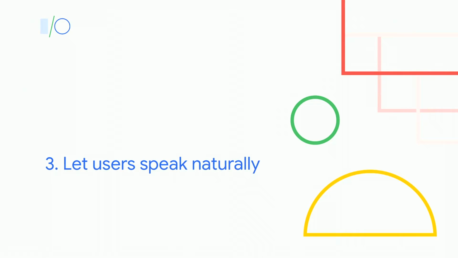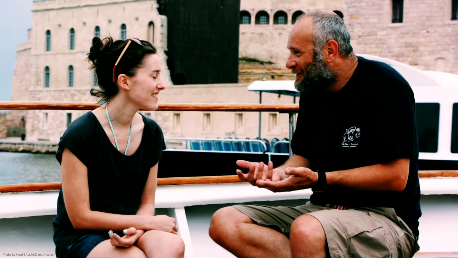So now that you've thought about how your action is going to talk, you should think about the other half of the conversation. How's the user going to talk? You want to make sure that they can speak naturally. And what do we mean by naturally? Well, when people talk to each other, they express themselves in a wide variety of ways. And so we want our action to also understand a wide variety of utterances.